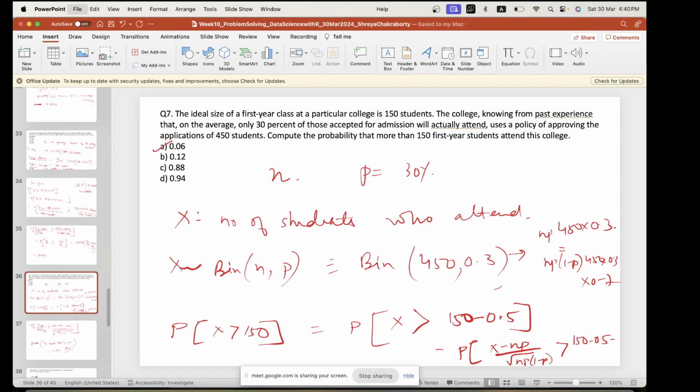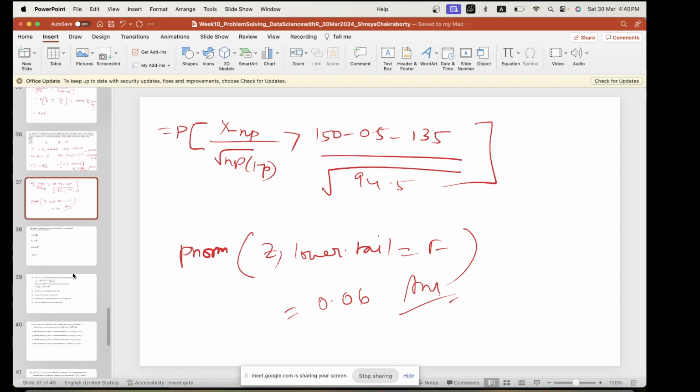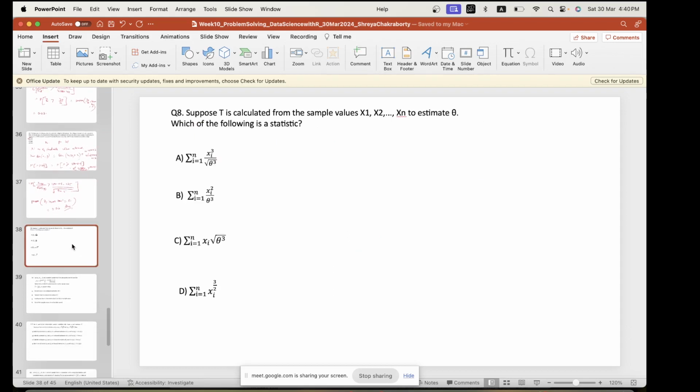One thing is that whenever you are doing binomial to normal or Poisson to normal approximation, please use this continuity criteria. Alright, okay, so let us move on to the next one.